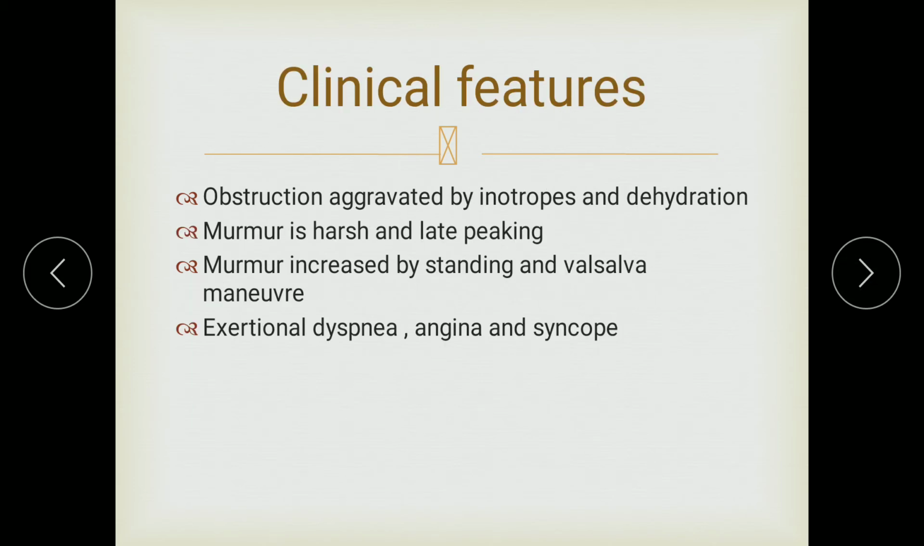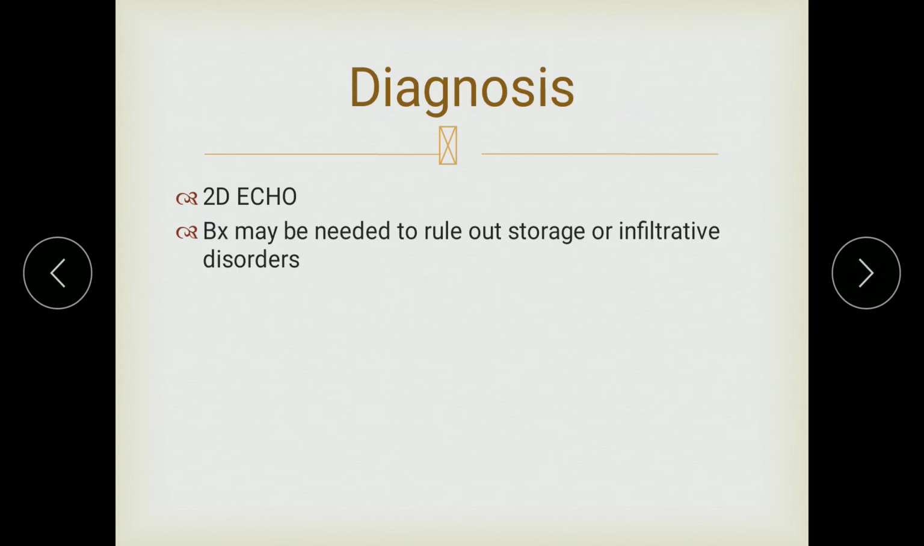Clinical features: these obstructions are typically aggravated by inotropes because they increase the force of contraction, bringing the anterior mitral leaflet and the septum closer, thereby aggravating the LVOT obstruction, and by dehydration. The murmur is a systolic murmur, which is harsh and late peaking, and typically this murmur is increased by standing and the Valsalva maneuver. The common symptoms are exertional syncope, dyspnea, and angina. Diagnosis can be made by 2D echo. Biopsy may be needed if we suspect some infiltrative or storage disorders.